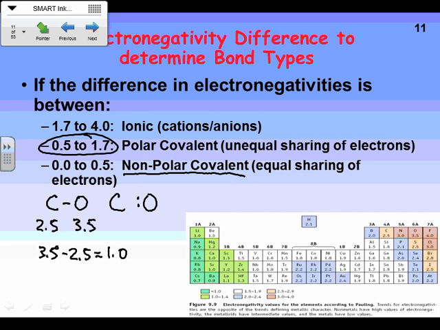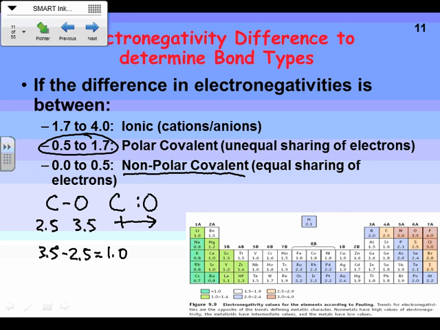Now, when that happens, we draw an arrow like this to show that the electrons are kind of going more towards the oxygen at that point. And the reason that we call this polar, if you think about polar, like a magnet has a pole or poles on it, it has a positive and a negative pole, okay?